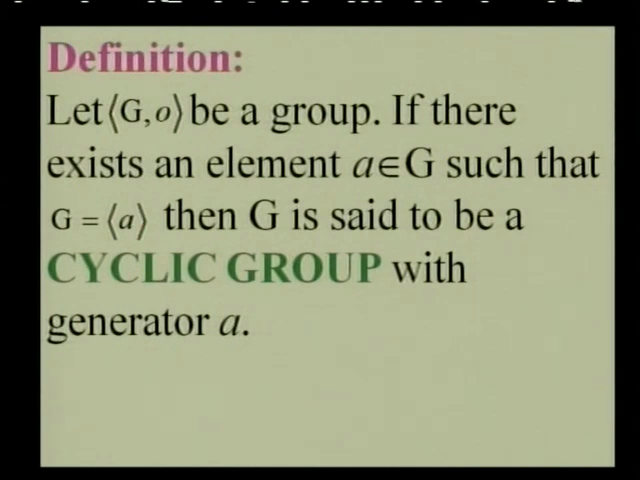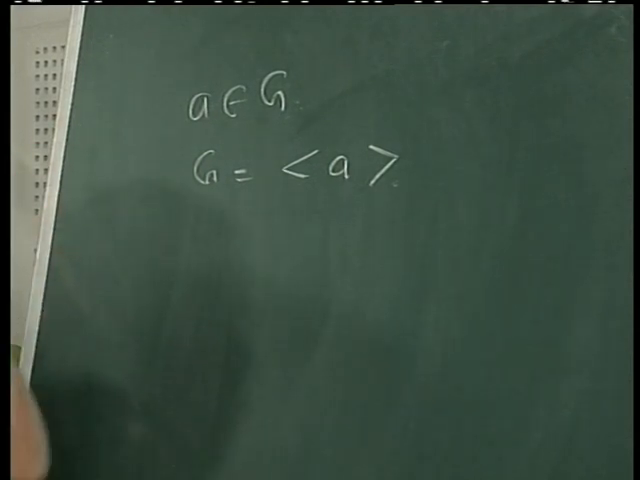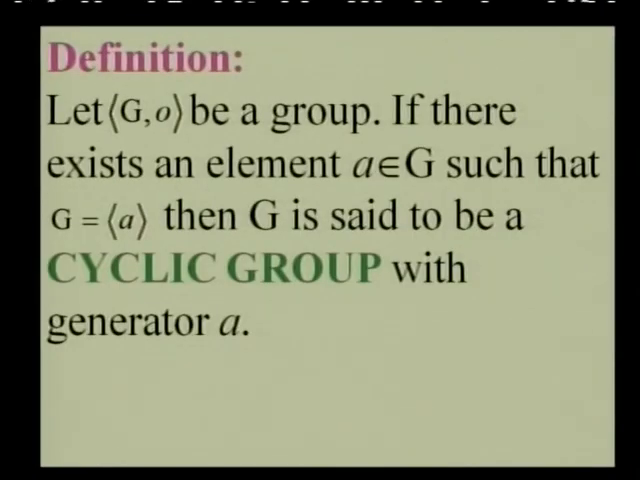Let G be a group. If you can find one element A belonging to G such that G is equal to the cyclic subgroup generated by A, then we say that G is a cyclic group with generator A. Cyclic groups are very important in the study of finite groups.